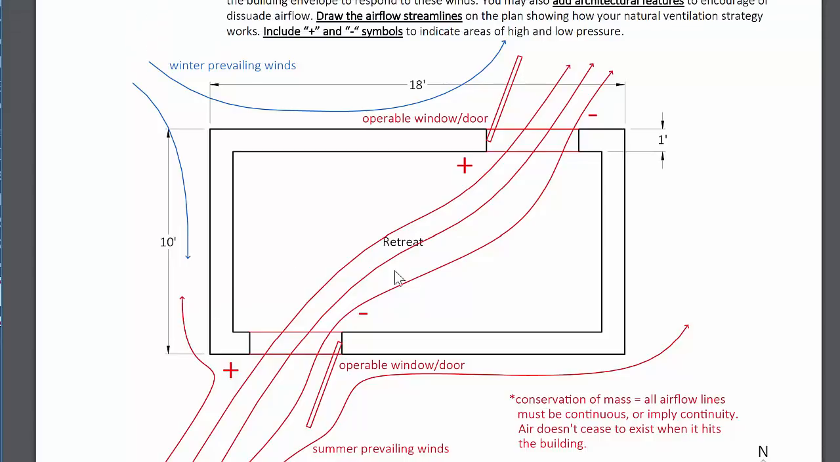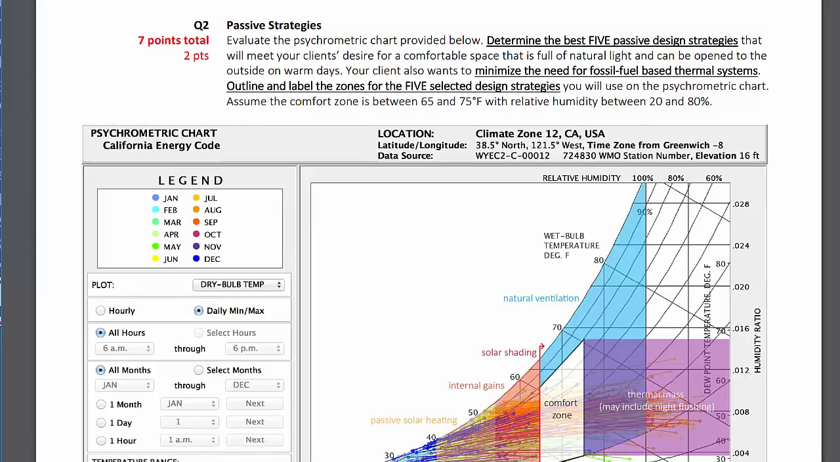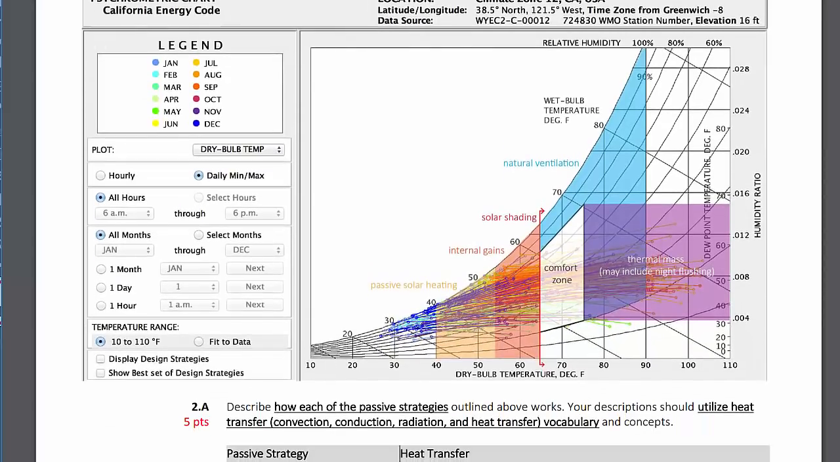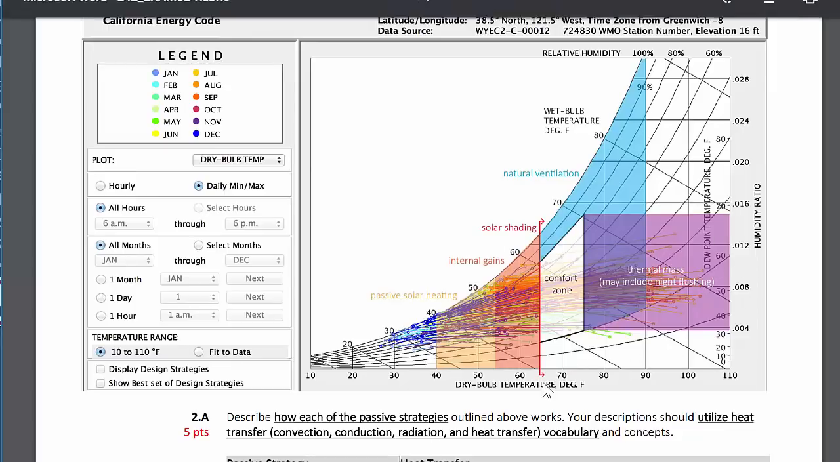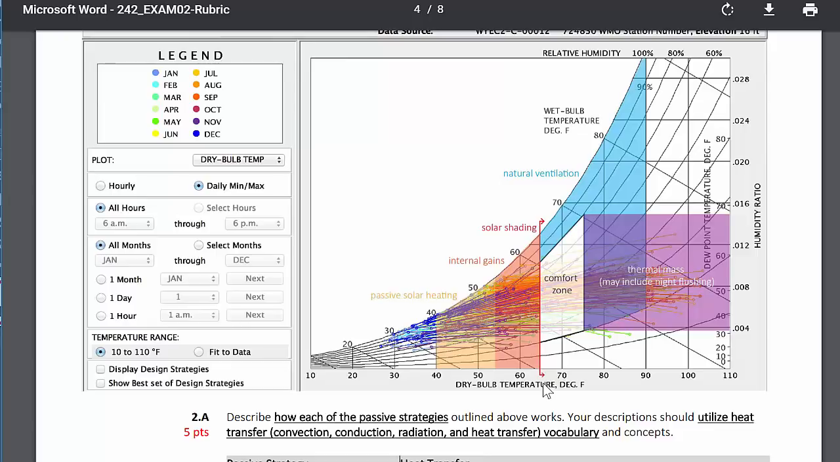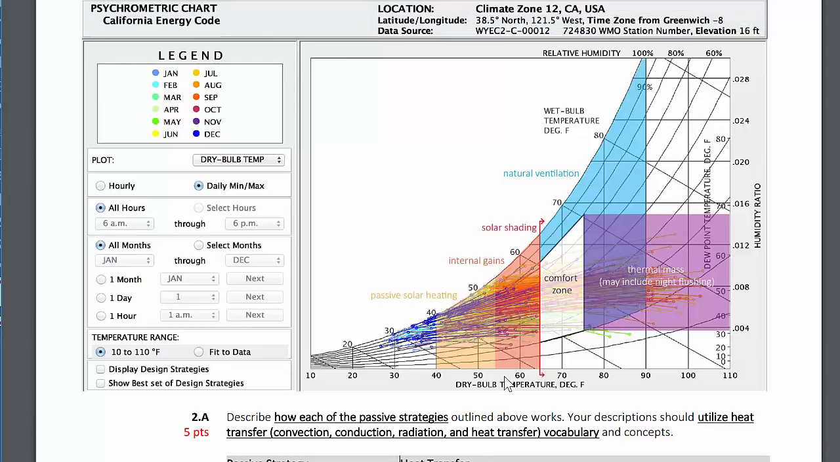I love the fins. For passive design strategies, here I was actually asking you to really just copy the graphics that have been shown to you multiple times in lecture and are in your keynotes and are also given to you on Climate Consultant. So you were to identify the zones that indicate a particular type of overarching passive design strategy, such as passive solar heating.